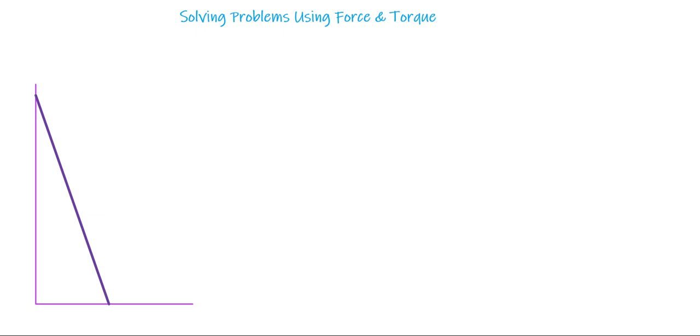Welcome to this video on solving problems using force and torque. We've solved a lot of problems in earlier videos using force, by using net force statements and force diagrams and all those sorts of things, Newton's second law, in order to calculate various things, acceleration, and so forth. But now that we're introducing this idea of torque, we're also going to look at how torque can be employed to solve problems as well.